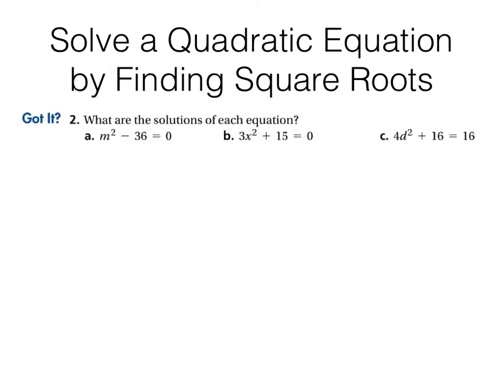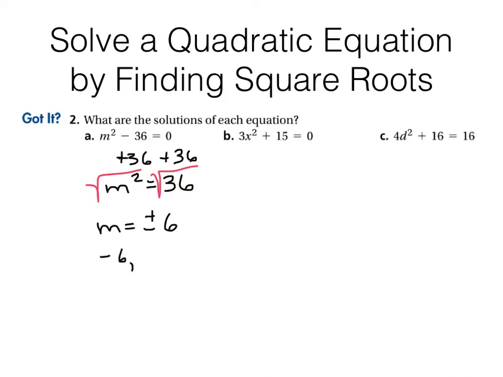Here we go. So we have first m squared minus 36 equals 0. We're going to start off by isolating the m squared, so add 36 to each side of your equation, and you get m squared equals 36. Okay, let's clean that up a little bit. m squared equals 36. Then you're going to take the square root of each side, and remember that it's m equals plus or minus 6. So the two solutions for this one are negative 6 and positive 6.